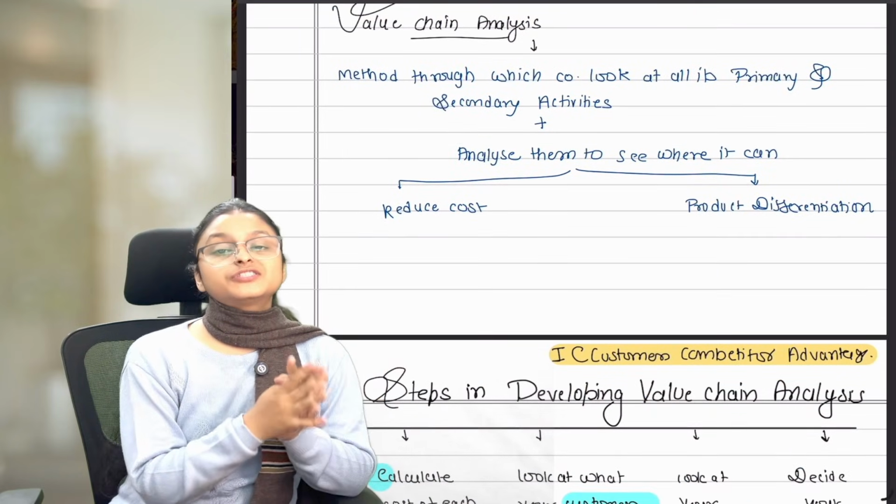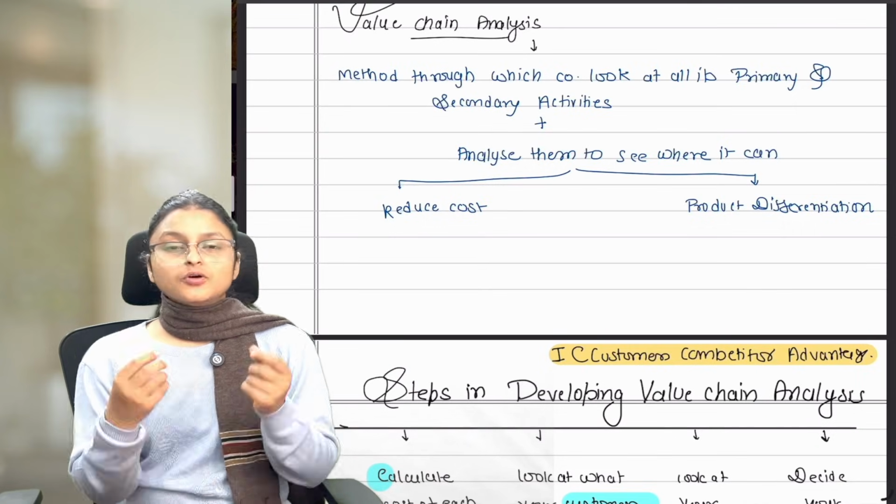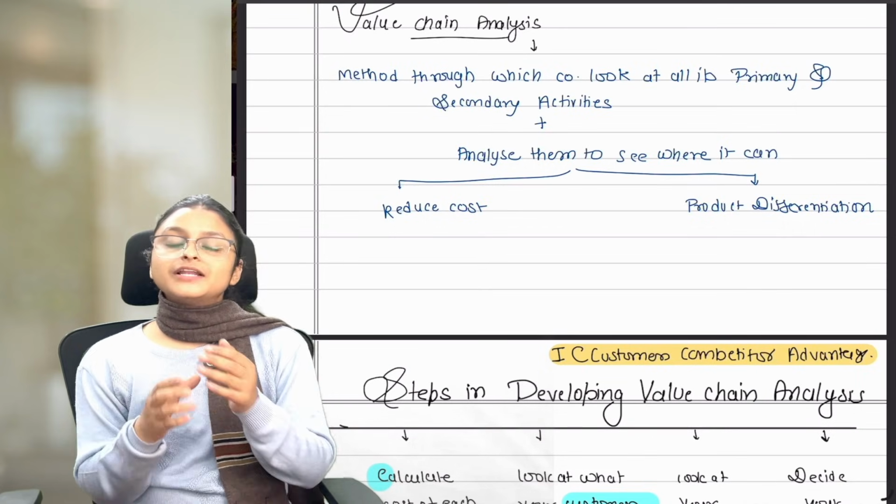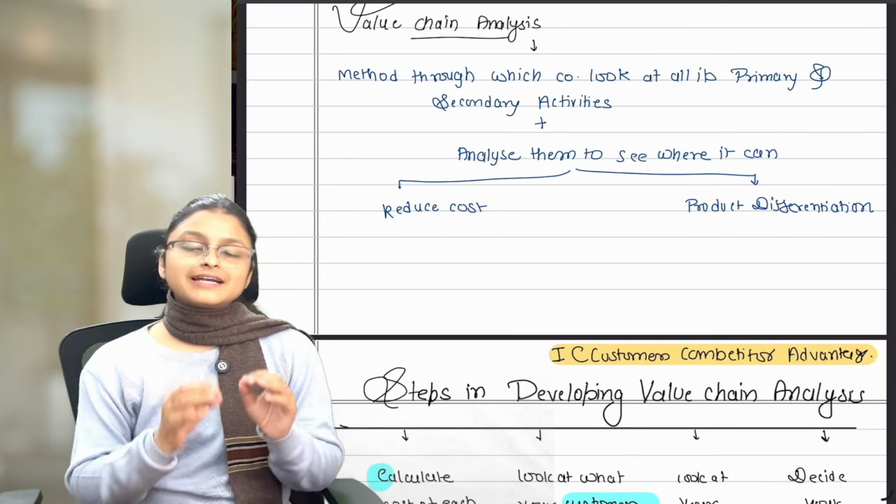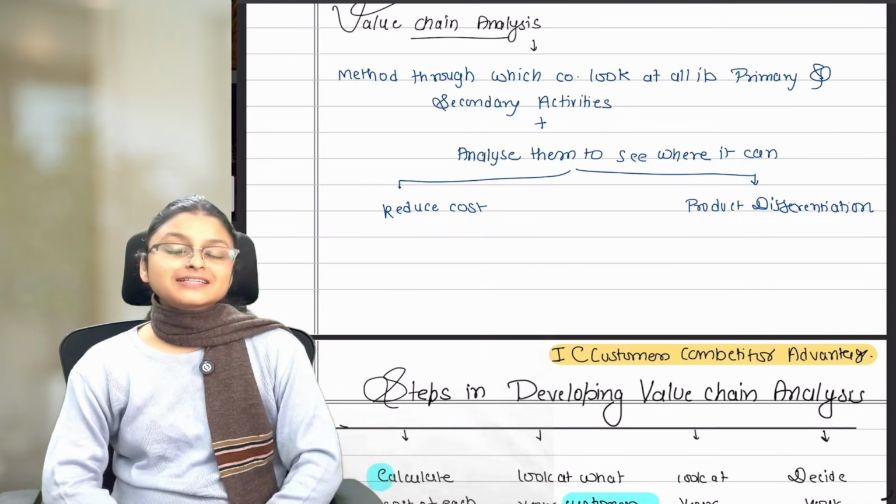So these were the elements of Porter's value chain analysis we have already understood, and at the end we studied about steps in developing value chain analysis. What are the steps we will follow in value chain analysis? We studied at last in our class. So what are the steps?